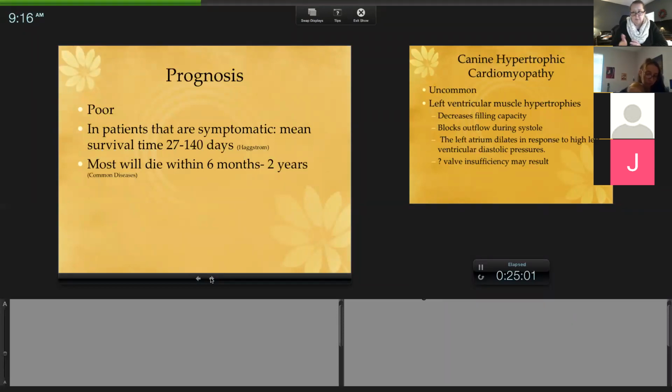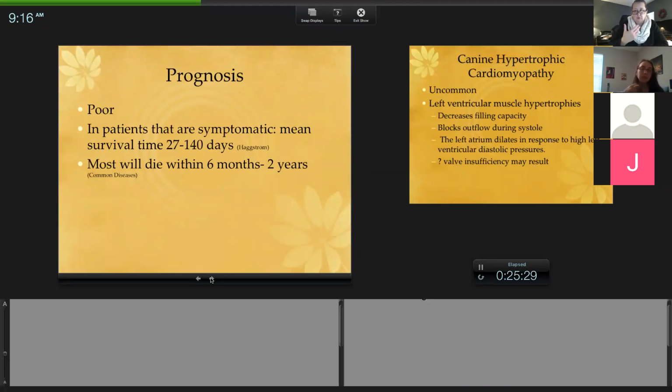It's obviously a poor prognosis. If they present, what they mean is symptomatic. By the time the owner notices coughing, exercise intolerance, fluid, we're typically looking at survival time, there's one quote of 27 to 140 days, 6 months to 2 years. And again, this is just depending on when we catch it.